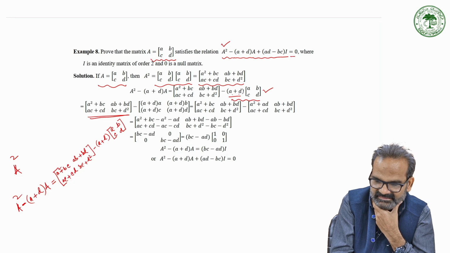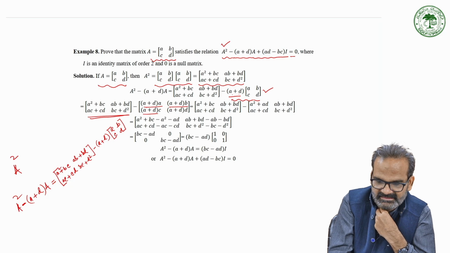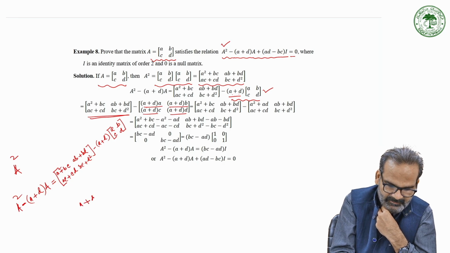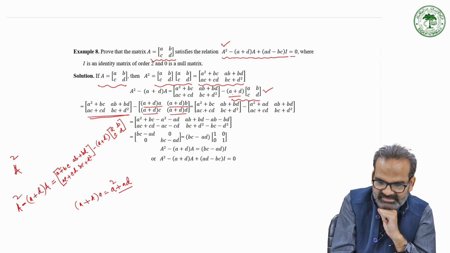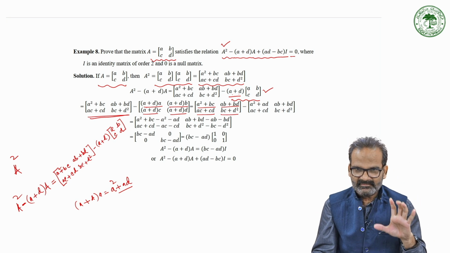So you will get (A plus D) into A, (A plus D) into B, (A plus D) into C, and (A plus D) into D. Now subtract these two matrices. After opening this bracket, (A plus D) of A is equal to what? A square plus AD, right? Open this bracket, and then take the difference. You will get A square plus BC, AD plus BD, AC plus CD, BD plus BC plus D square. Are you getting what I am telling you?